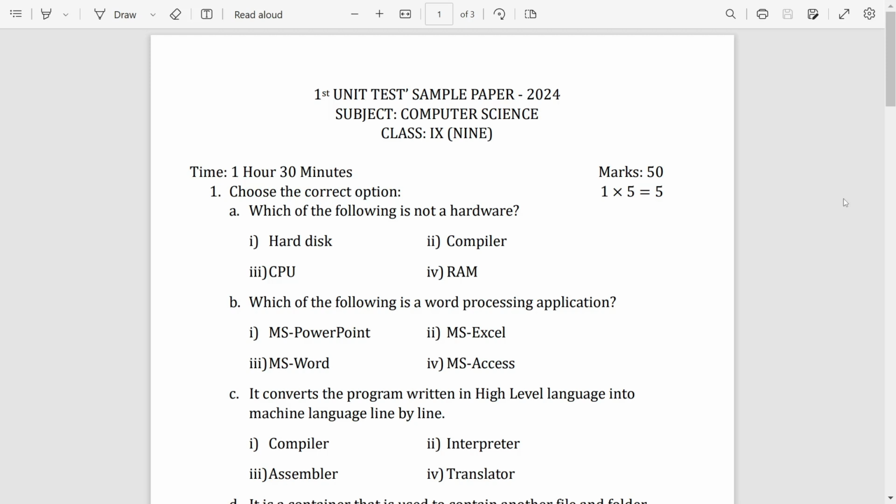In this video, we will discuss the sample question paper of first unit test for class 9 computer science. For first unit test, you will require total 3 chapters: chapter 1 computer system, chapter 2 operating system and its importance, chapter 3.1 word processing application.